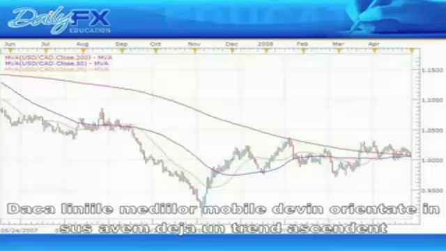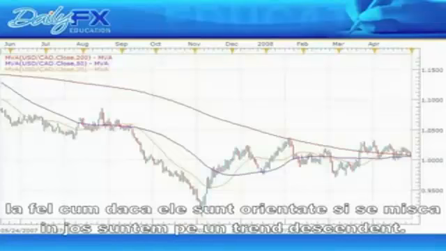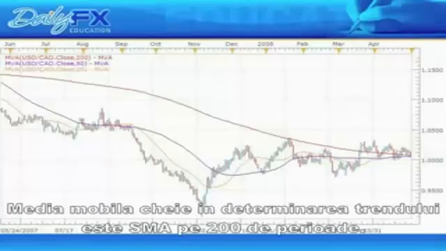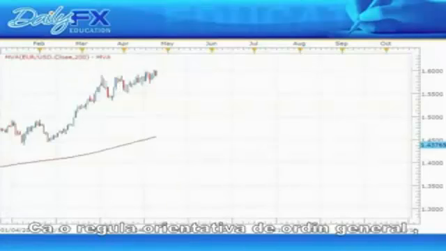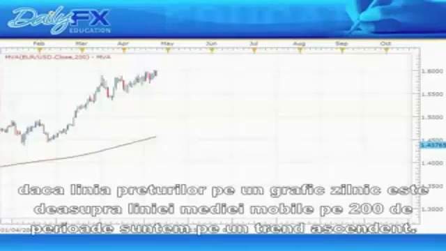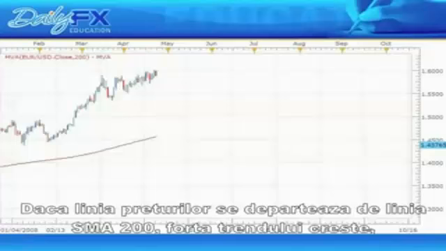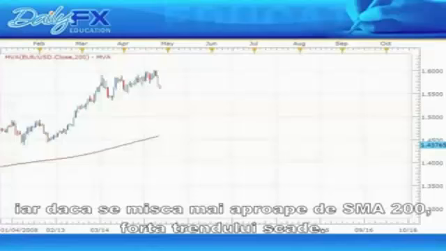If the moving averages are angling to the upside, we have an uptrend in place. If they're angling and working their way to the downside, we have a downtrend in place. The key moving average in determining the trend movement is the 200-period SMA. As a general rule of thumb, when price is above the 200 SMA on a daily chart, a bullish uptrend is in place. If price is pulling away from the 200-period SMA, the trend is strengthening. If it's moving closer to the 200-period SMA, the trend is weakening.